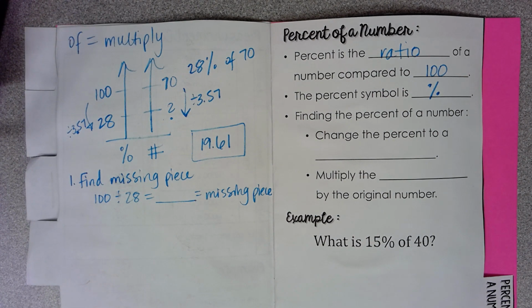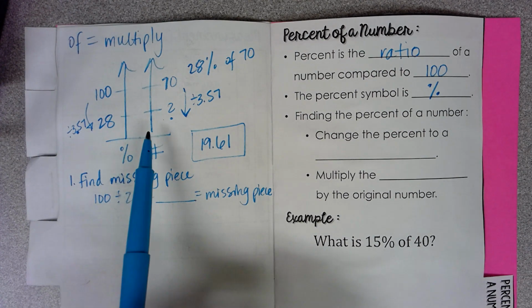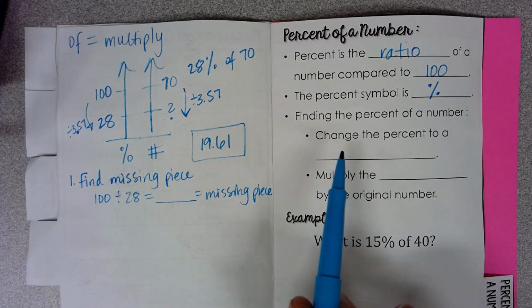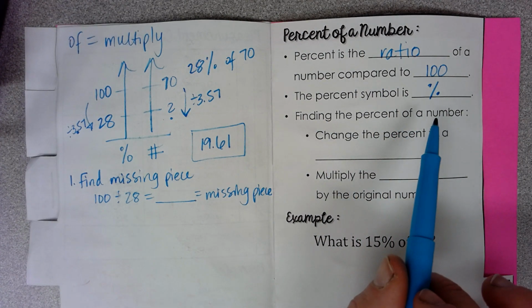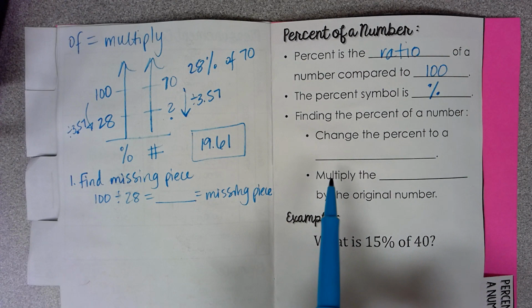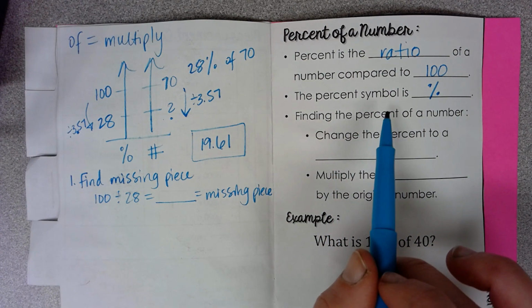Okay, I started this way because you're used to double number lines. You're used to setting them up. You know how to do it. Okay, here's an easier way. We're going to go back over here. Finding the percent of a number. Percent of a number. Of means multiply, and you see the word multiply here. You're going to change whatever number is associated with the percent to a decimal.